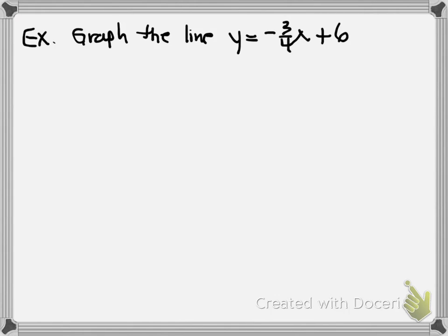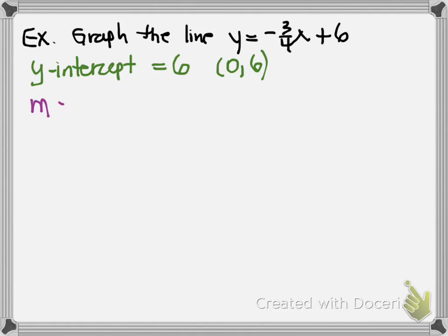So my y-intercept is equal to 6, and I'm going to rewrite it as the ordered pair because I'm going to graph that ordered pair. The slope needs to be written as a fraction. This one happens to be. And from that y-intercept, I'm going to rise down 3 and run to the right 4. And that's how I'm going to do my graphing.